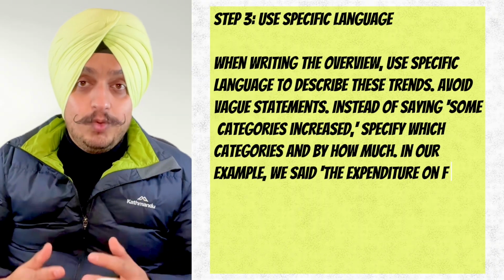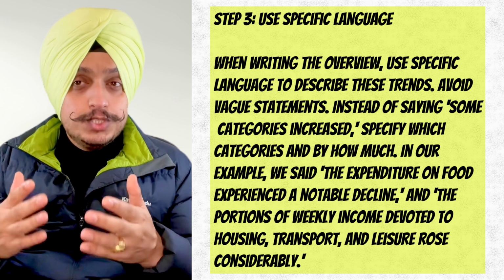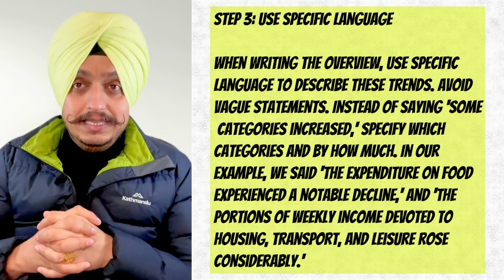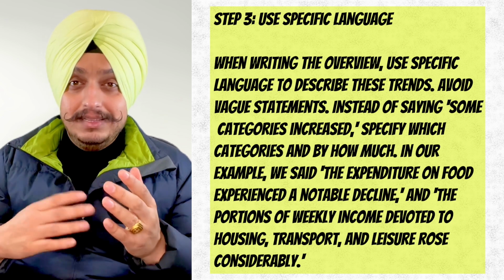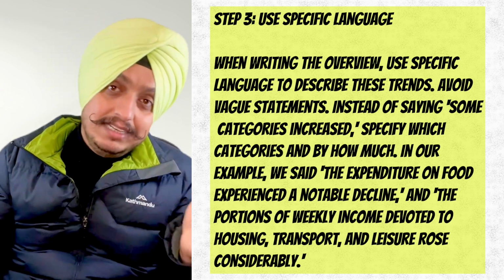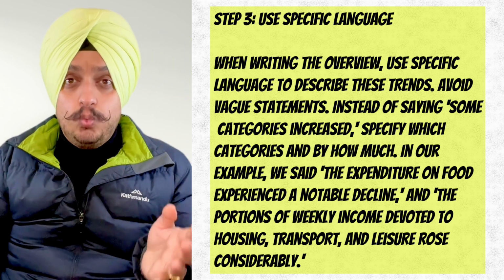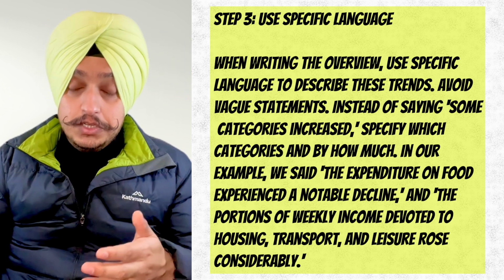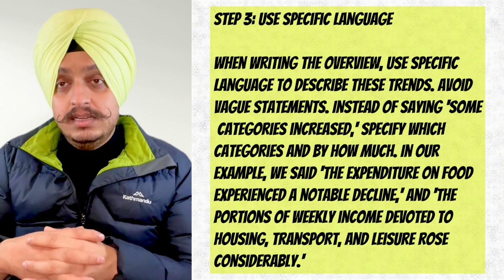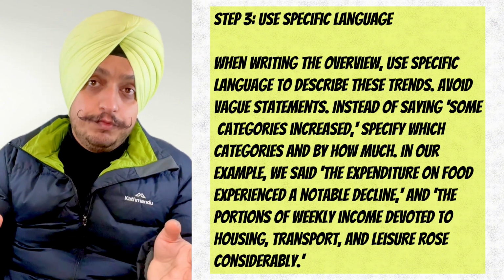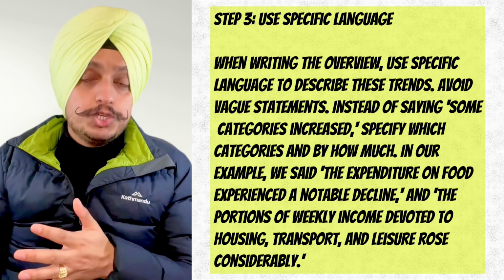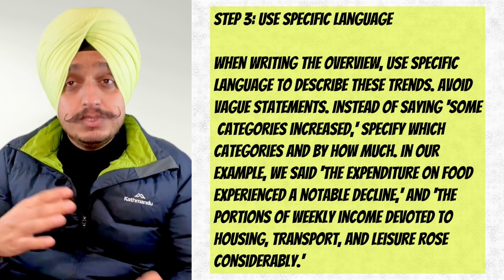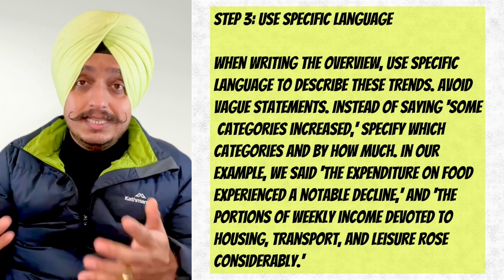Step 3. When writing the overview, use specific language to describe these trends. Avoid vague statements. For example, instead of saying some categories increased, specify which categories increased. So in our example, we said the expenditure on food experienced a noticeable decline, and the portions of weekly income devoted to housing, transport, and leisure rose considerably.